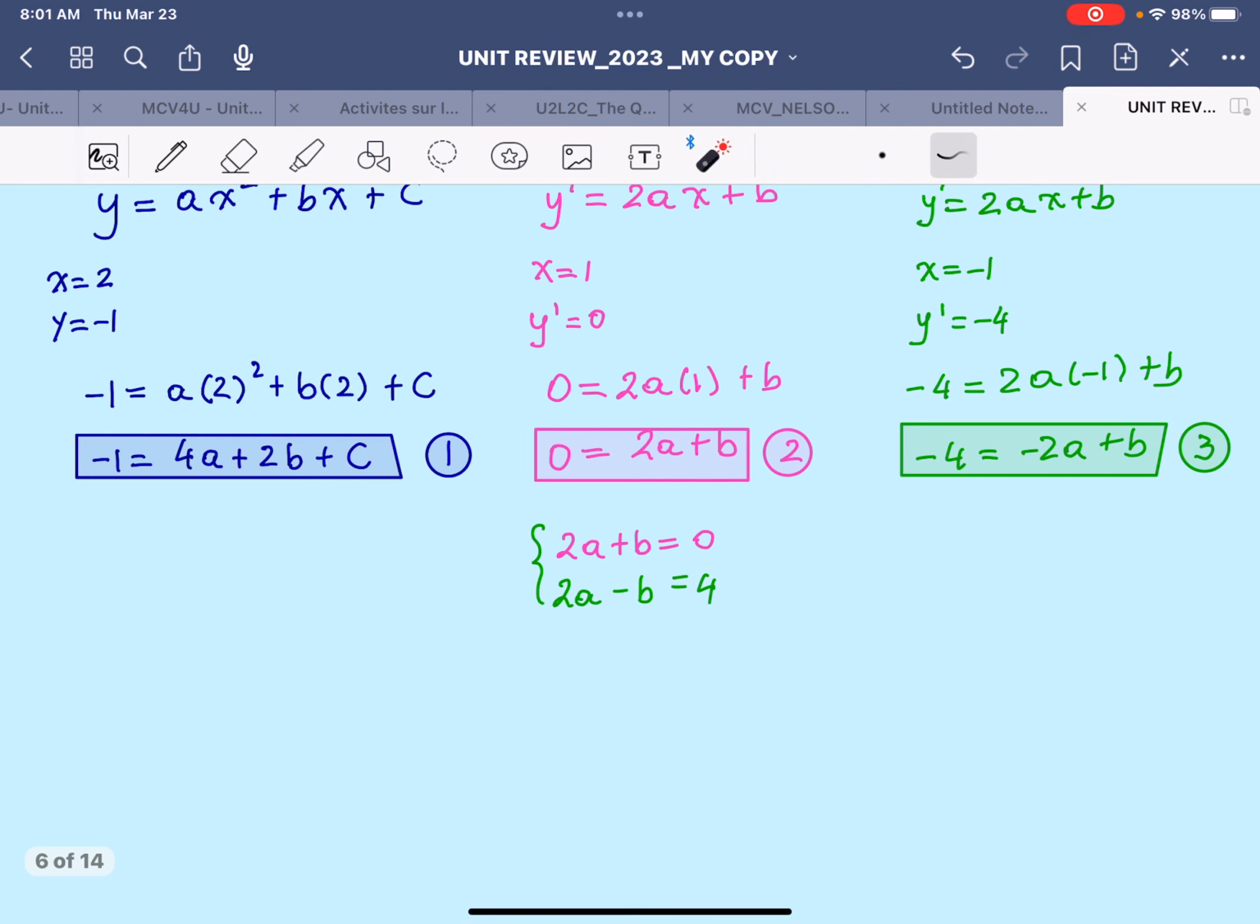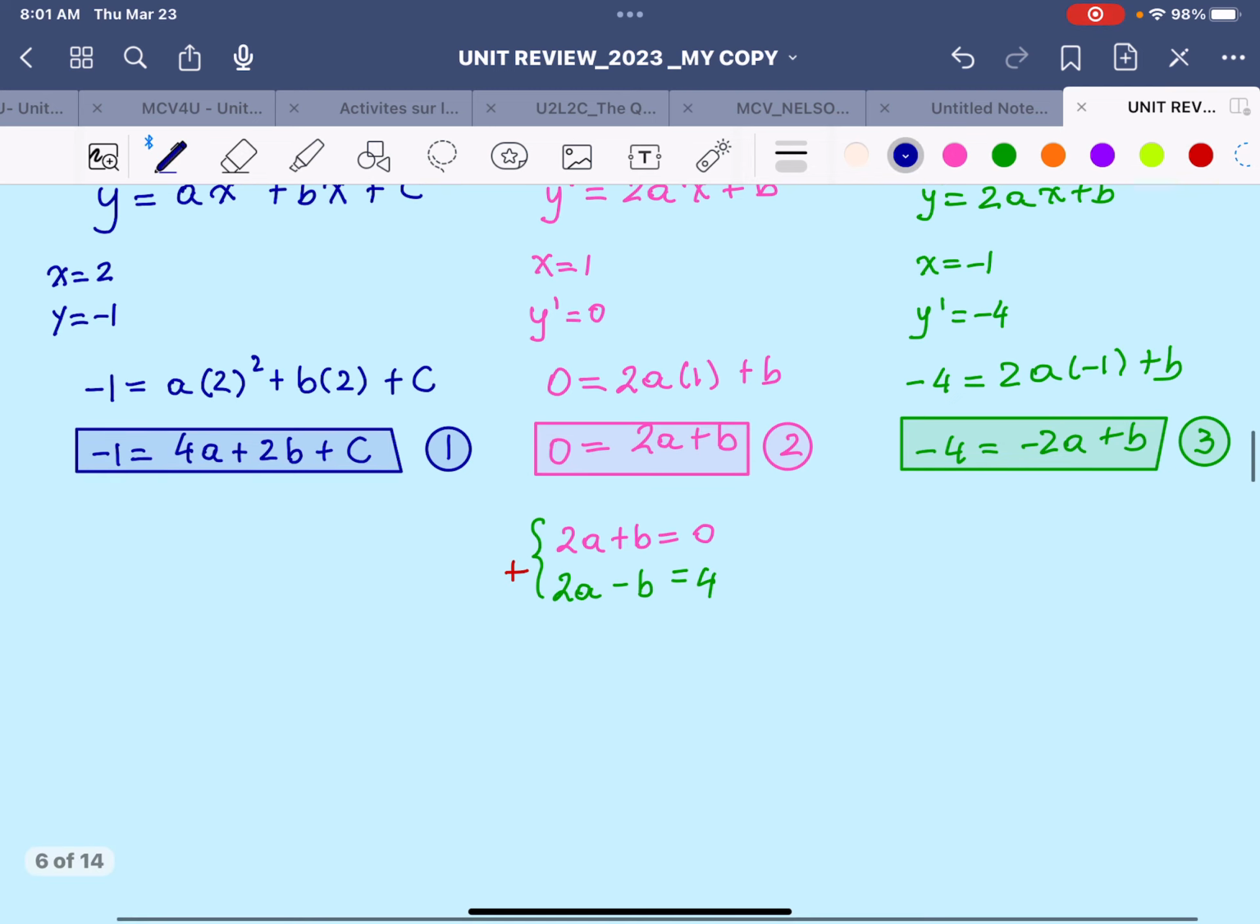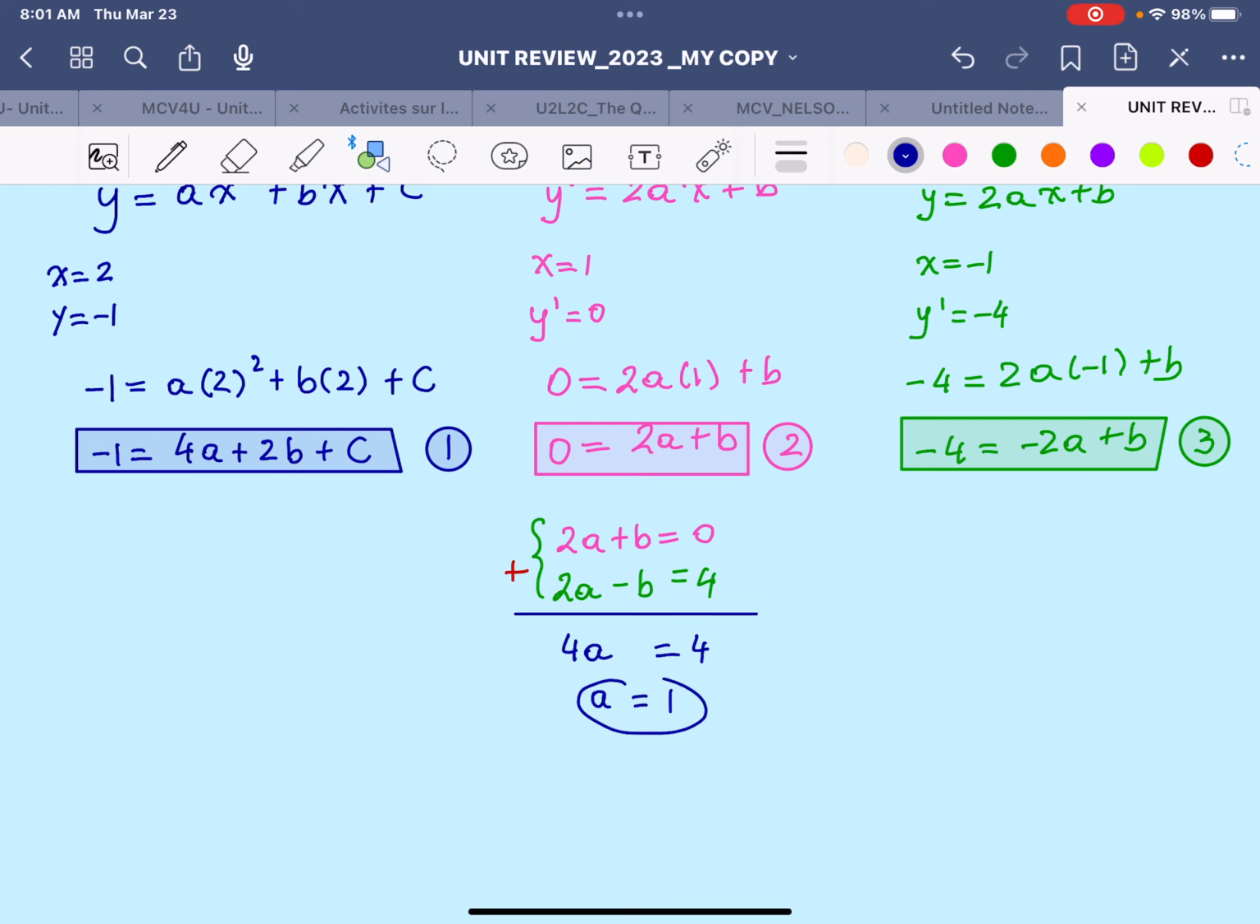So as you can see, again, we have a system of equations. I'll use elimination here in this case because I have the b terms ready to eliminate because they have opposite coefficients. So we can solve this by addition. So 2a plus 2a equals 4a, plus b minus b is 0, and 0 plus 4 is 4. So the value of a seems to be equal to 1, so we got a.